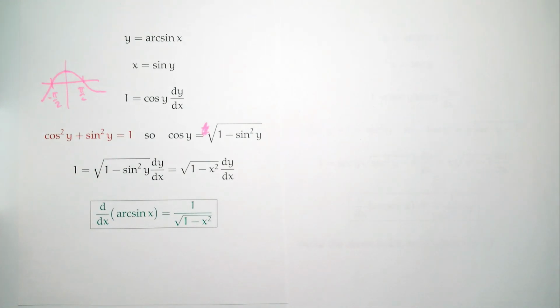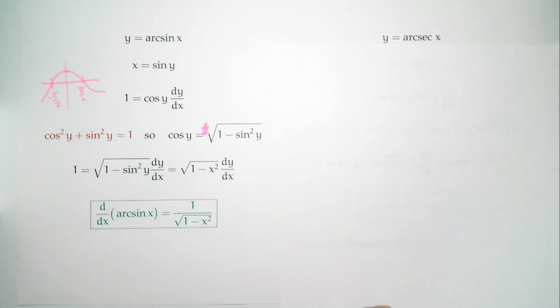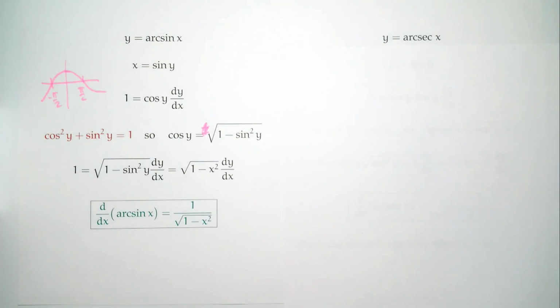So I can't promise you that you won't see it, but I will say that 95% of the time, we don't ask for this on a test. But there's always that 5%. Okay. For the 5%, just rederive it. It's really quick. For arc secant, it's going to be really quick.